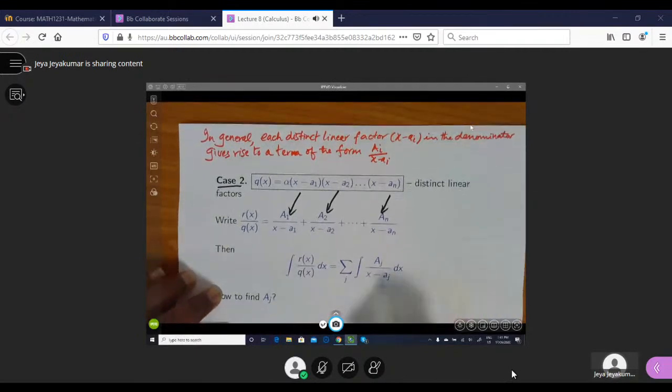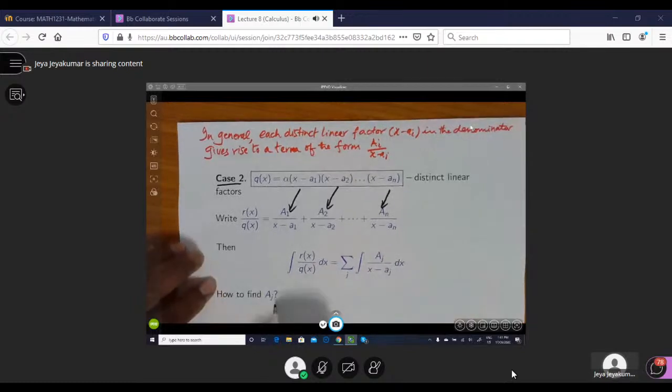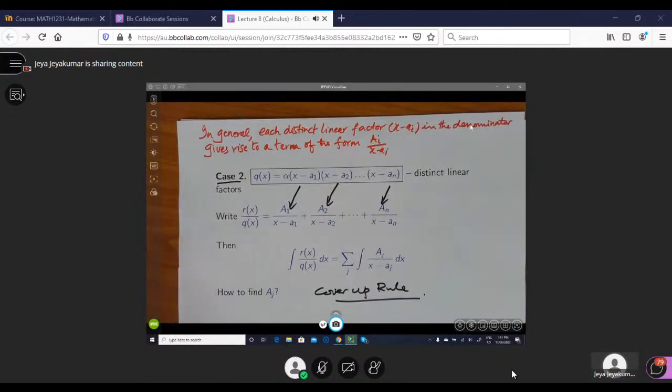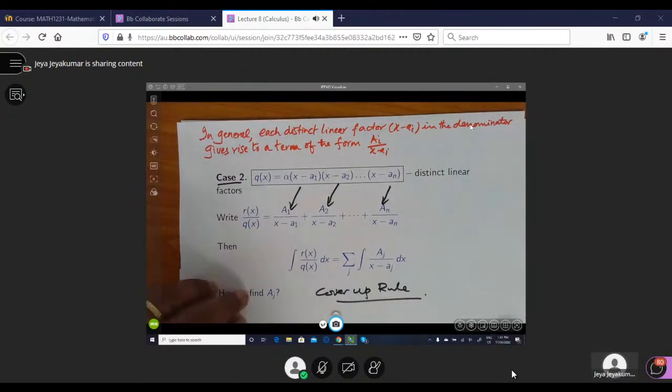So the question is how to find a and b. The answer here, I'm going to use the cover-up rule. It's pretty easy to do. It doesn't matter how many terms you have, the cover-up rule will work. Okay? So let's find the first case.